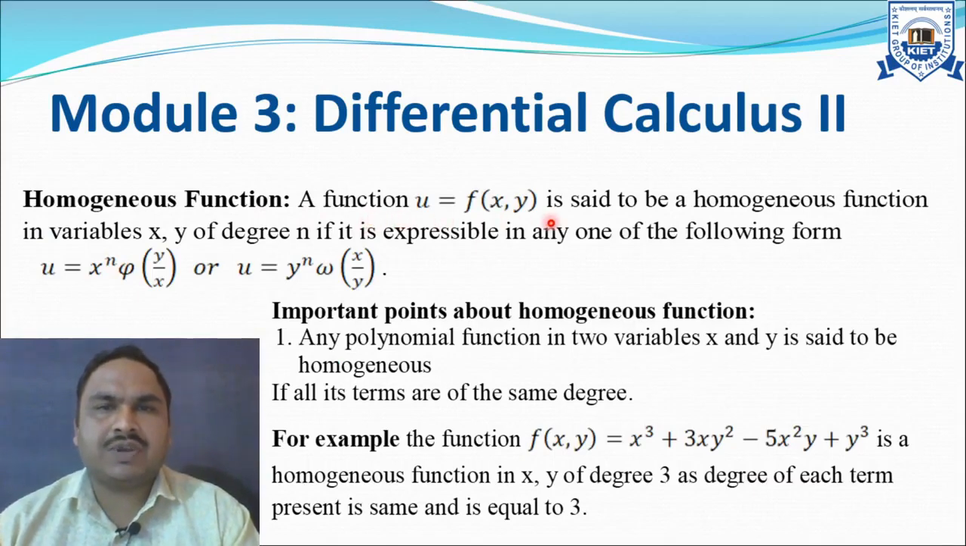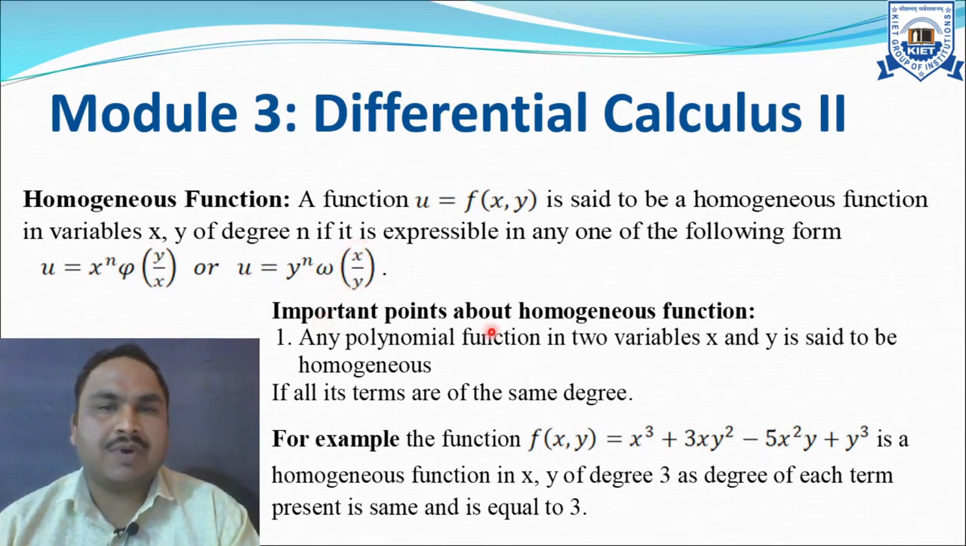A function u = f(x,y) is said to be a homogeneous function in variables x, y of degree n if it is expressible in any one of the following forms: u = x^n φ(y/x), or u = y^n ω(x/y). In this notation, in u = x^n φ(y/x), φ is a function having terms in the form of y/x, while in the other form, ω is a function having terms in the form of x/y.